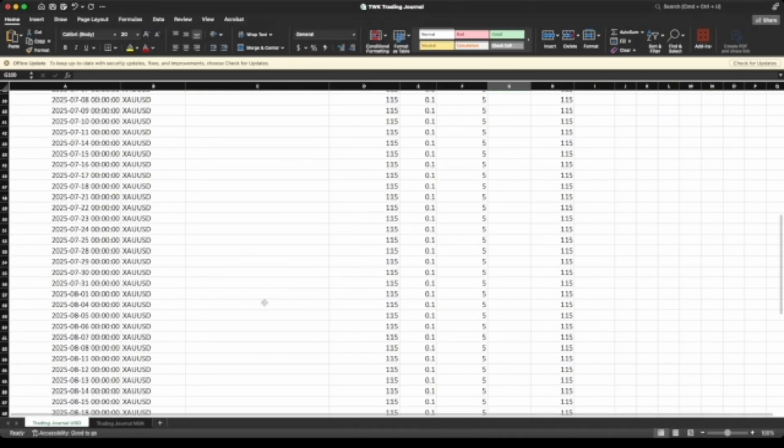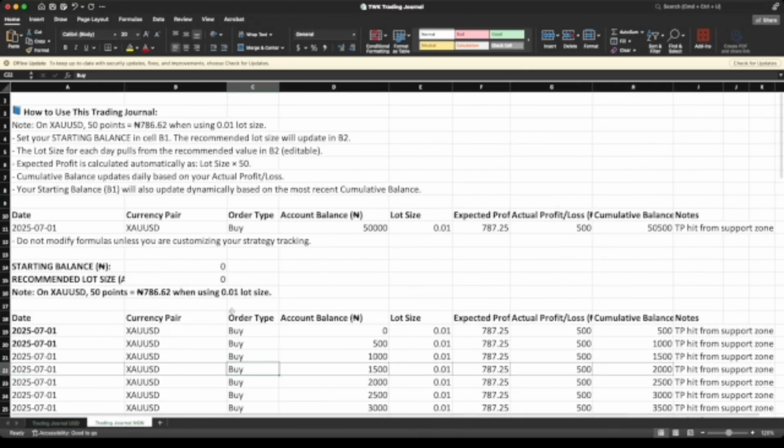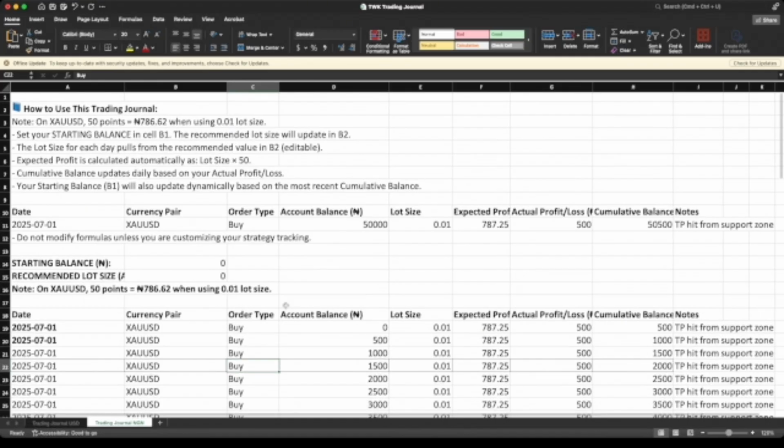Now you have two sheets. You have one for the USD and then you have one for the Naira currency. In case you want to trade Naira, all the presets remain the same. It's just that the currency changed. On the 0.01, the expected profit is 787.25 Naira, right? So once you put in your starting balance, it automatically updates, and that is how you get to use the trading journal.